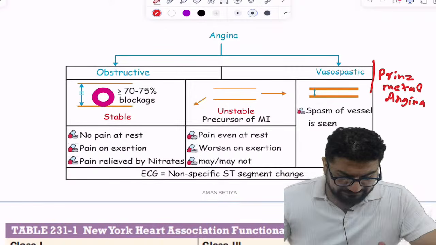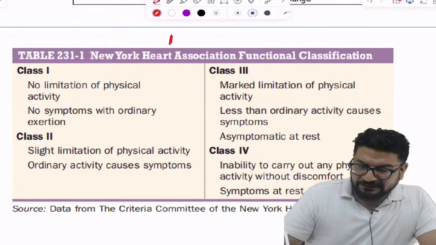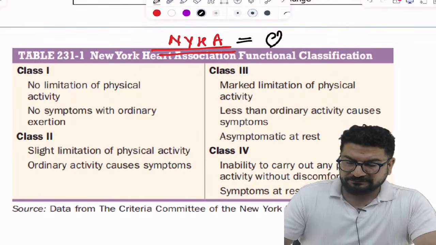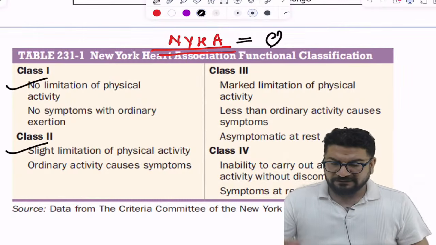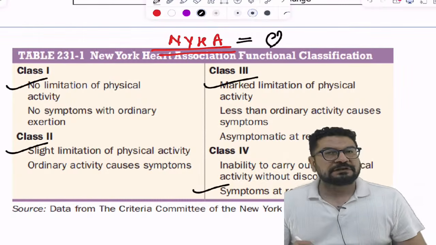Vasospastic, what else do they call it? Prinzmetal angina. Then NYHA, understand this thing, it is called NYHA, New York Heart Association. It is a classification for dyspnea in heart disease. So class 1 means no limitation, class 2 means slight, class 3 means marked, class 4 means symptom at rest.